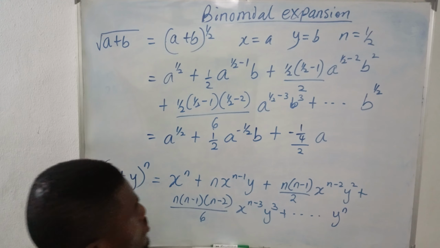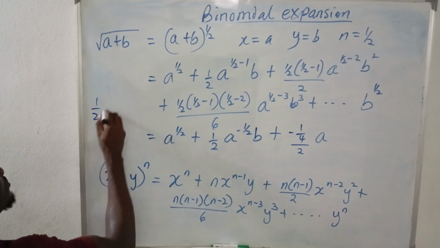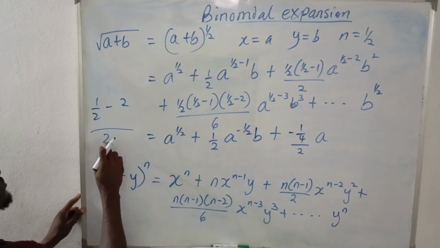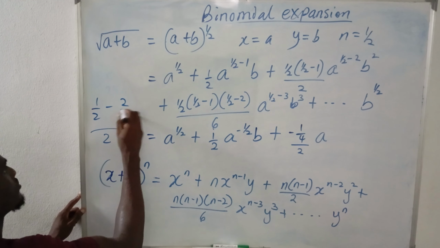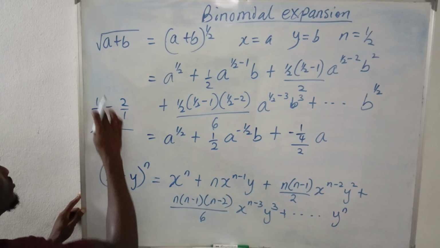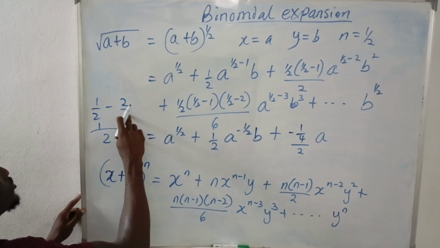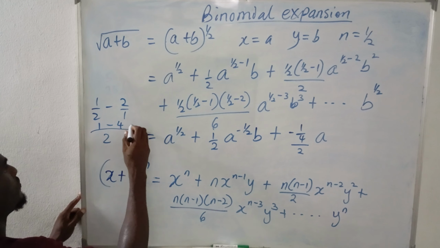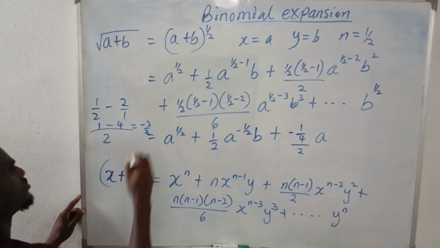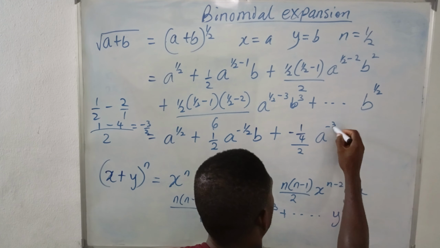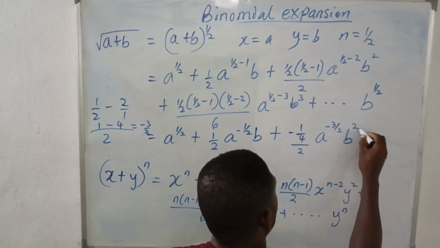So 1 over 2 minus 2, the LCM is 2. Then 2 divided by 2 is 1, 1 times 1 is 1, 2 divided by 1 is 2, 2 times 2 is 4. So this is negative 3 over 2. Alright, so we put it down there as negative 3 over 2, B raised to the power of 2.